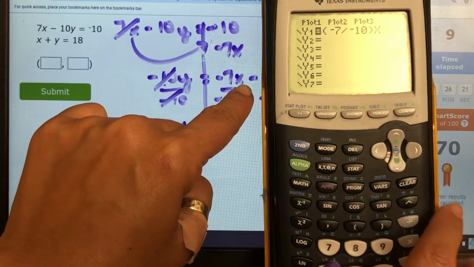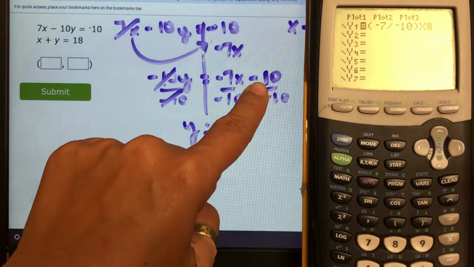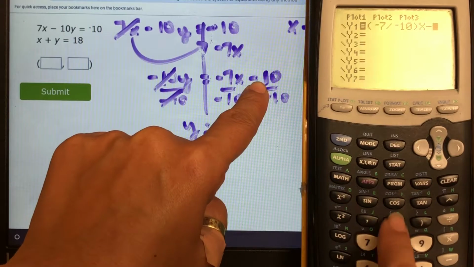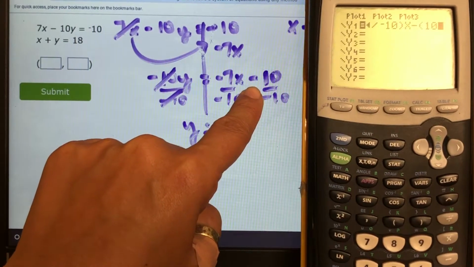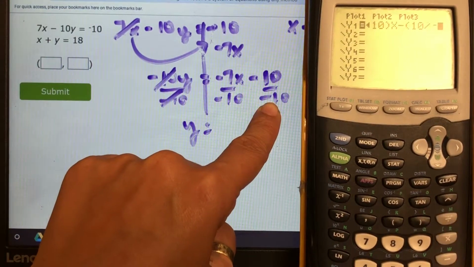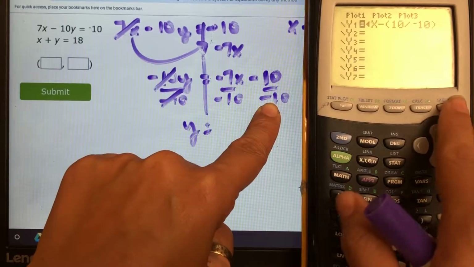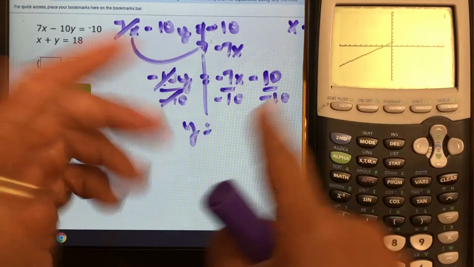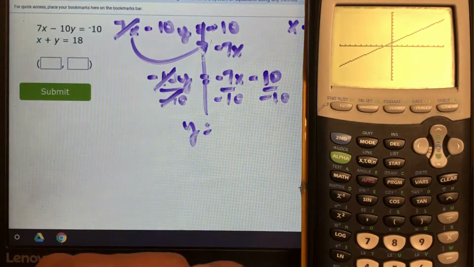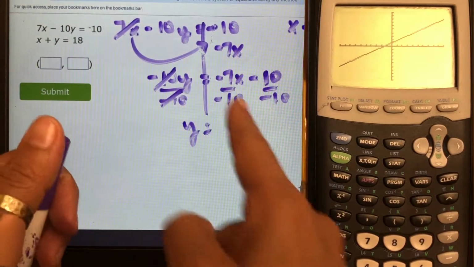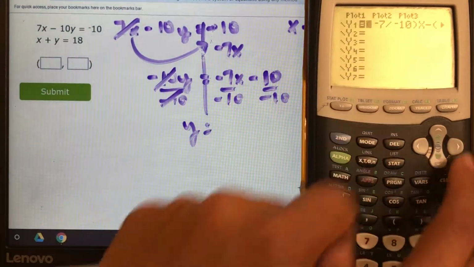Then I have x, then I have minus, and I will put in that fraction, 10 divided by -10. And I'm just going to hit graph right now so I can see. It does graph it. Oh, so you don't even have to simplify. That's pretty cool. Okay, so you can just put it in just like it is. Go to y equals, and we'll do the second one.